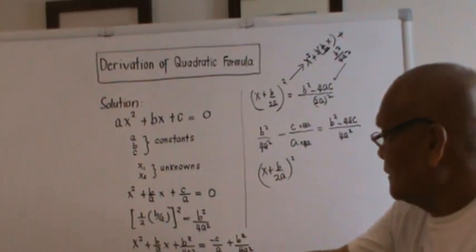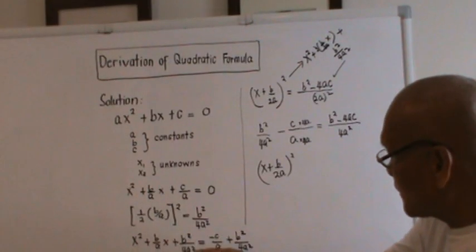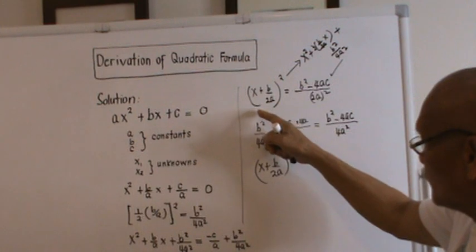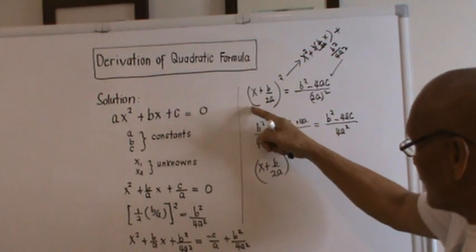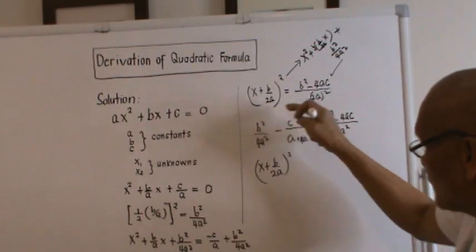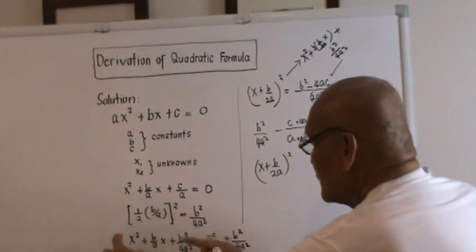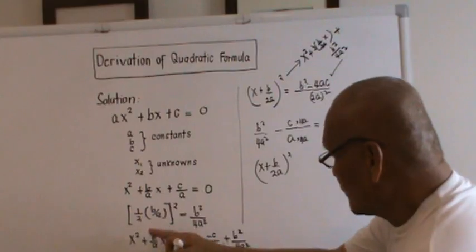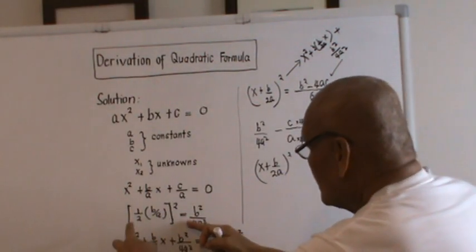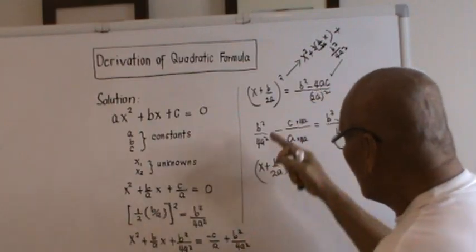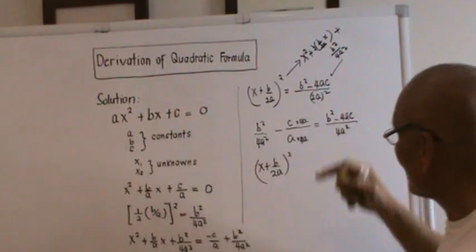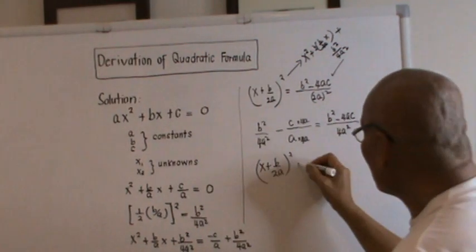For the left hand side here, after adding b squared over 4a squared, I place it here that it will be the same as the quantity x plus b over 2a, squared. Because if we try to expand this one, what will come out is actually x squared plus b over a times x plus b squared over 4a squared. So instead of writing this expanded form, I will just write it simply as x plus b over 2a quantity squared. And they should now be equal to.